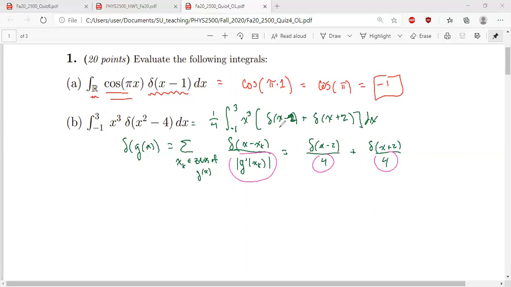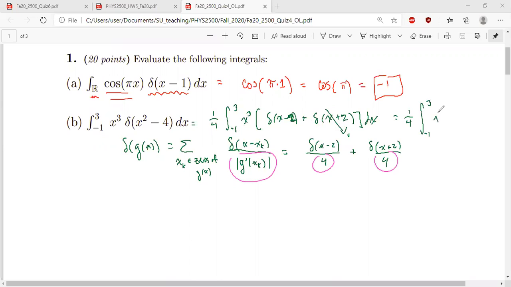So we have a contribution from the x minus 2 argument delta function because our interval is minus 1 to 3. We do not have a contribution from this delta function because it never blows up, quote unquote, in the interval of interest. It blows up at minus 2. Our interval starts at minus 1. So this just becomes 1/4.